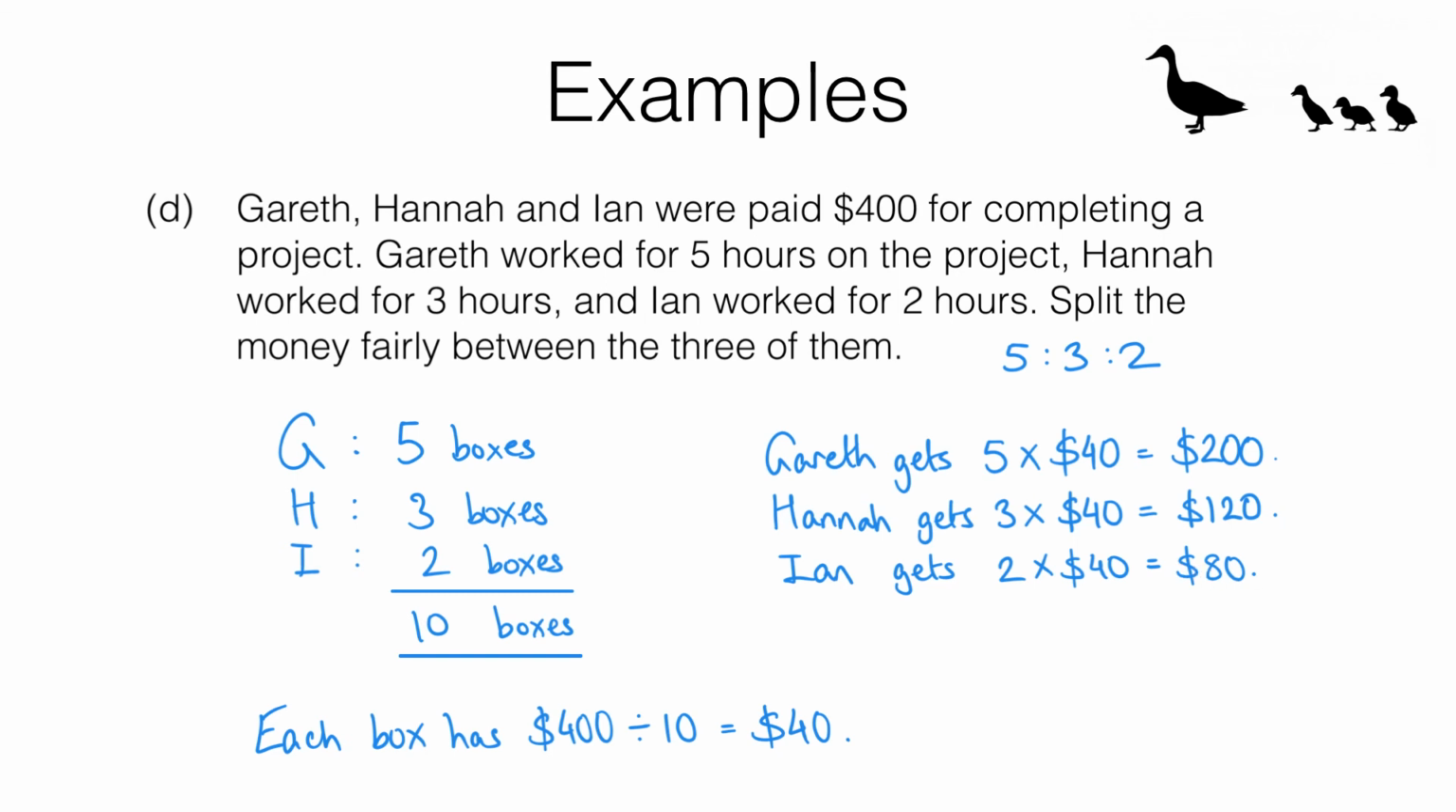And remember to do that quick check at the end of the question. We were sharing $400 between the 3 of them, so these amounts here need to add up to $400. If they don't add up to $400, that means we've made a mistake. But luckily, if you just check and add these, you'll find they do add up to $400, so that's great.